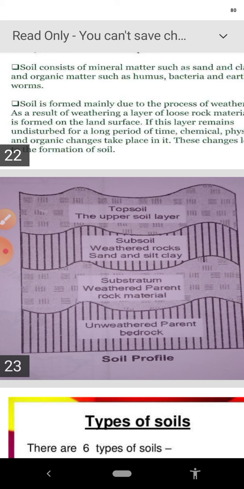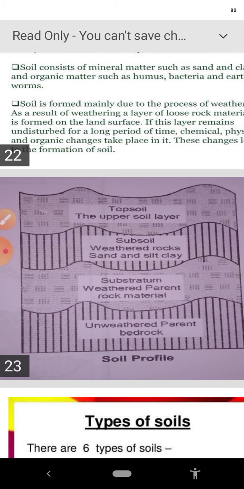After that, the next important factor is time. Time is an important factor, as I told you just now. Though soil is a renewable resource, it may take millions of years to form a very thin layer of soil of a few centimeters in depth. So time is a very important factor which also influences the formation of soil. So these are the important factors which influence soil formation.